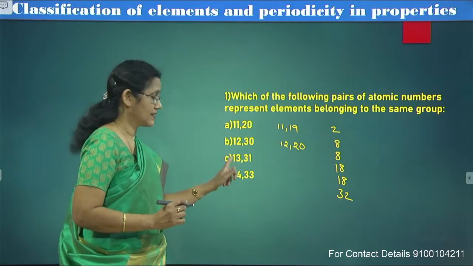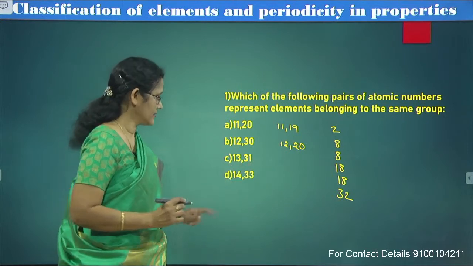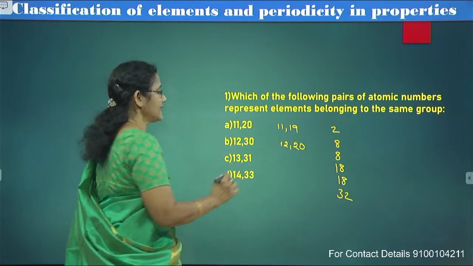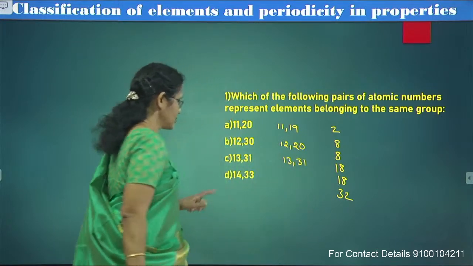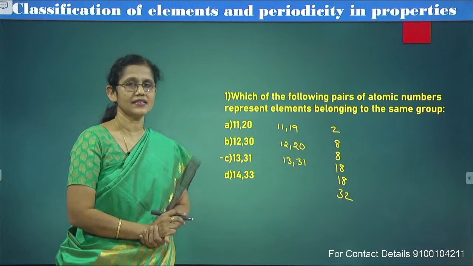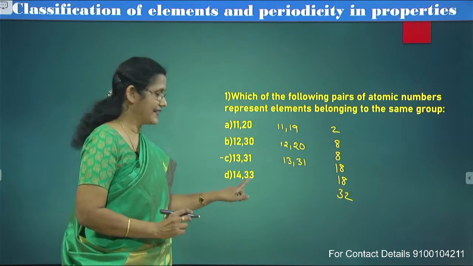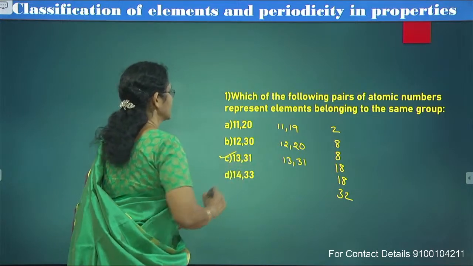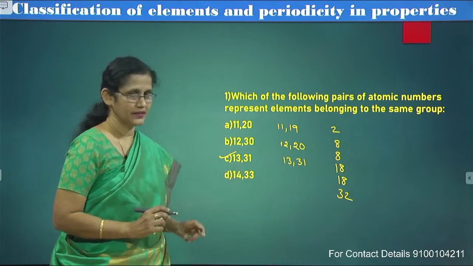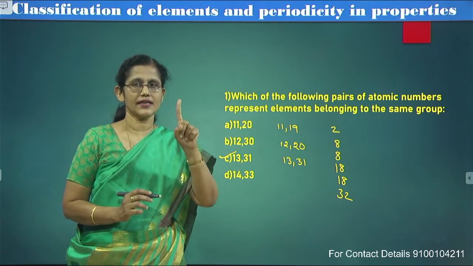12 and 20 should be placed in the same group. Next 13, add 18. After 12 what we said? Add 18. So, 13 plus 18 means 31. So, these two should be present in the same group, right. If I add 14 and add 18, it should be 32. So, the correct option should be 13, 31. These two atomic numbers should belong to the same group, right.